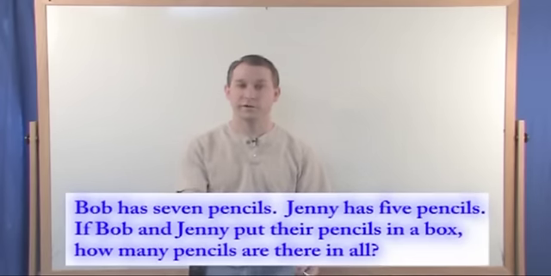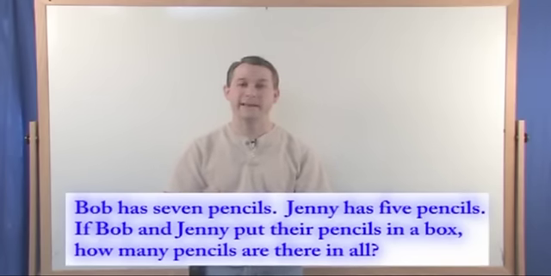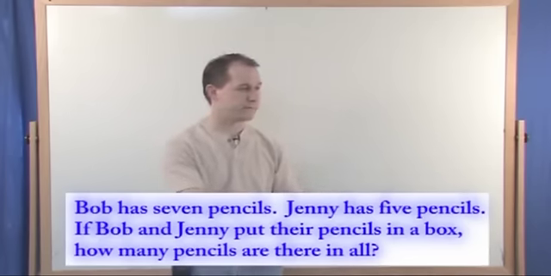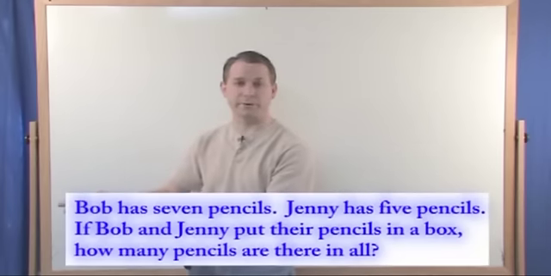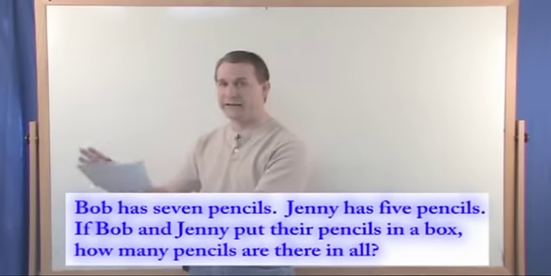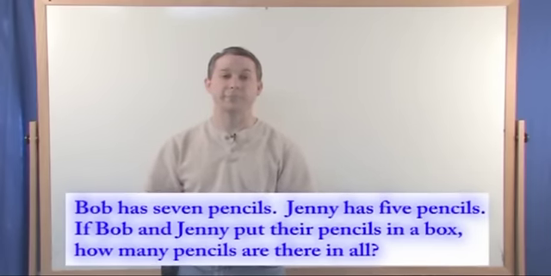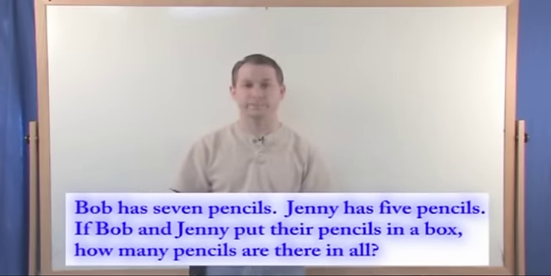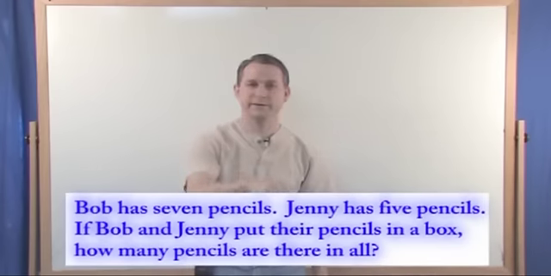So we're going to do that again here. We're going to read it one more time and we're going to understand it. Bob has 7 pencils. Okay, so there's this person Bob, he has 7 pencils in his hand. Jenny, who's another person, has 5 pencils. So Bob has 7 pencils, Jenny has 5 pencils. If Bob and Jenny put their pencils in a box, how many pencils are there in all? Okay, so there's a box, Bob puts his in, Jenny puts hers in.